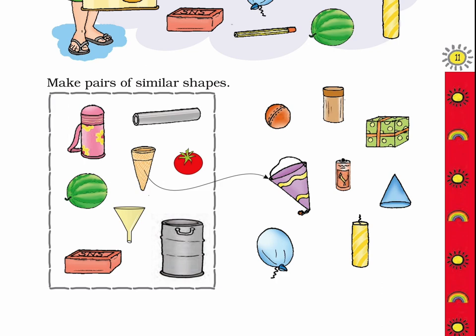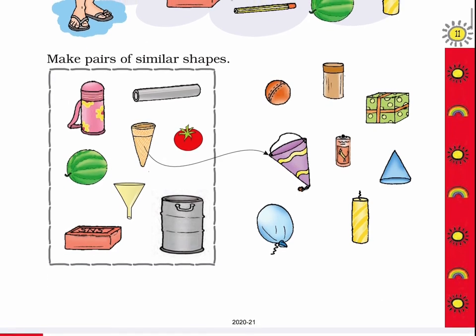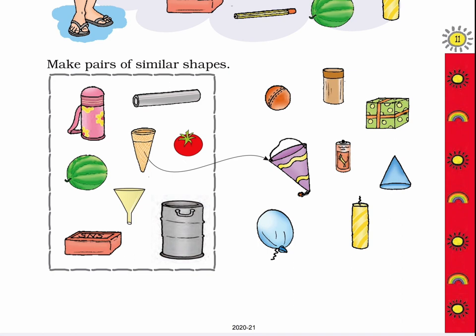Picture 2 shows water bottle, paper roll, watermelon, softy cone, tomato, brick, drum, and a keep in four-sided closed space. Cricket ball, cylindrical tiffin box, cubicle gift box, birthday cap, cell, balloon, candle, and paper cone are outside this closed space. Activity 2. Make pairs of similar shapes.